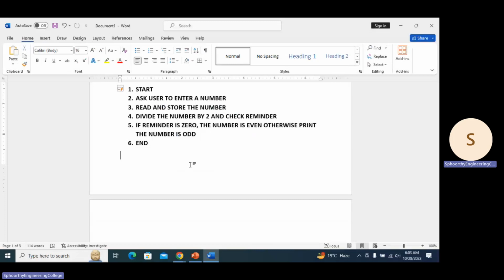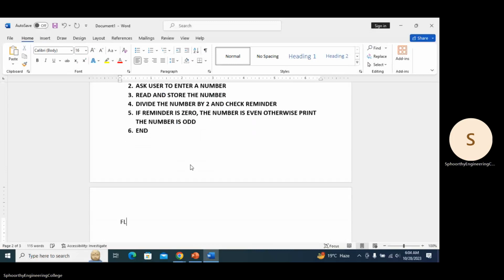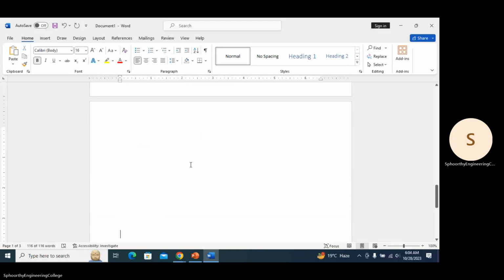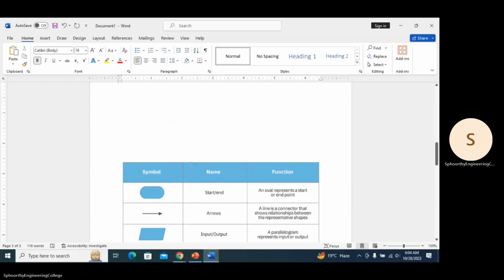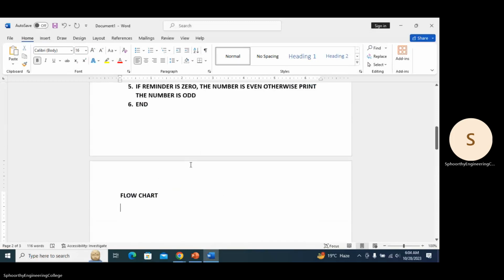Now friends, let us understand one more concept which is closely related to algorithm. It is called a flowchart. So what is a flowchart? Let me first type the definition and we will discuss it. So friends, flowchart. Let me type the definition first. Flowchart.